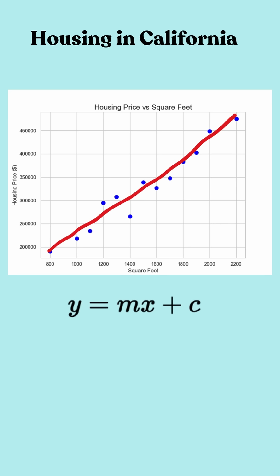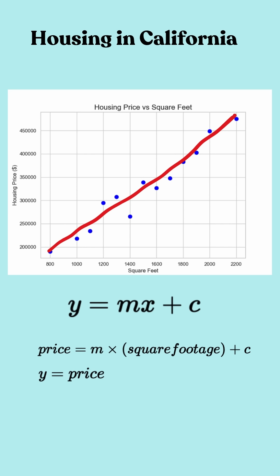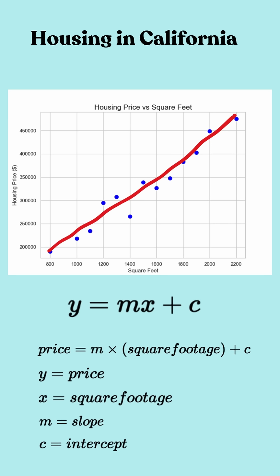And in our case, y equals mx plus c becomes price equals m times square footage plus c. Let's break it down. Y is what we're trying to predict, which is the housing price. X is the factor that affects Y, which is the square footage. M is the slope. It tells how much the price changes for every 1 square foot increase. And C is the intercept. So C is the point where the line crosses the y-axis.